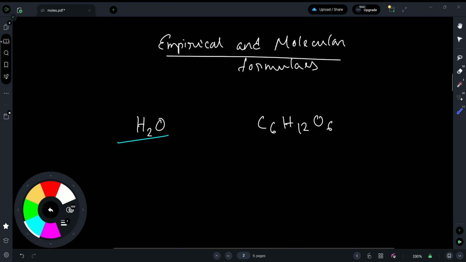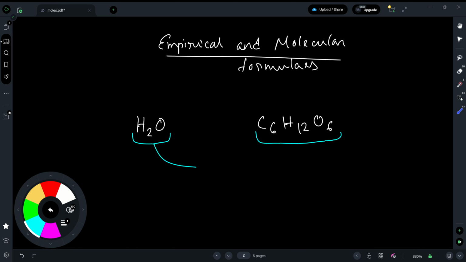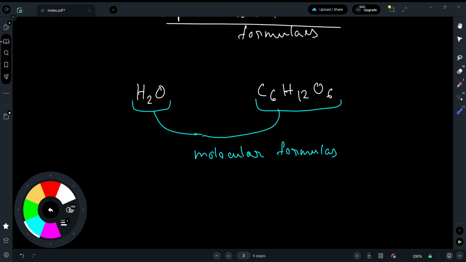So what we've just written here are molecular formulas. And this is just the formula you're used to in reactions, everywhere across. Whenever we write the formula of a compound, we're generally writing the molecular formula. Empirical formula is something different that we'll show in a bit. So for water, this is H2O. For glucose, this is C6H12O6.